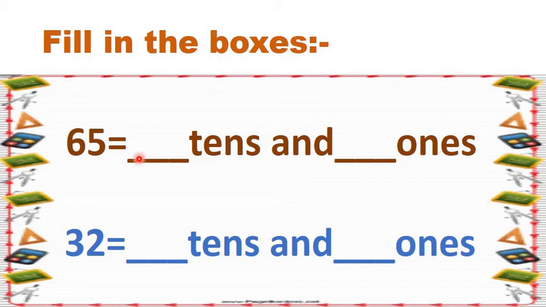What do you say? This is number 65. So, what should we write on the tens place? Yes, we should write number 6 on the tens place. And what should we write on the ones place? We should write number 5 on the ones place. 65 is equal to 6 tens and 5 ones.